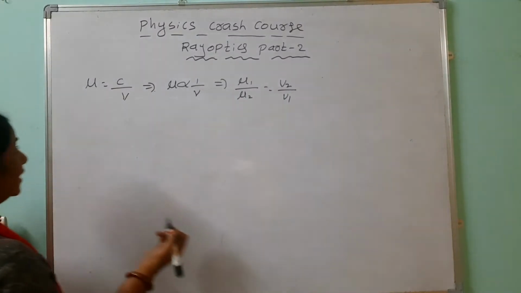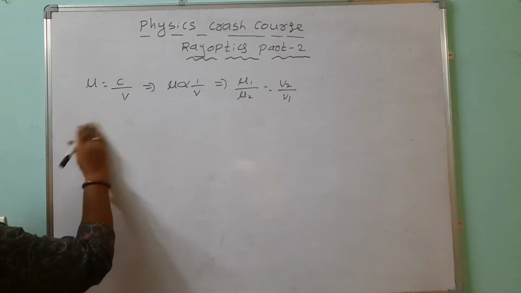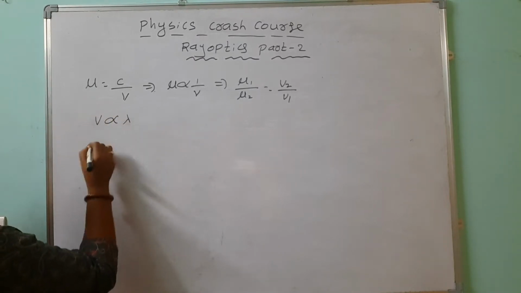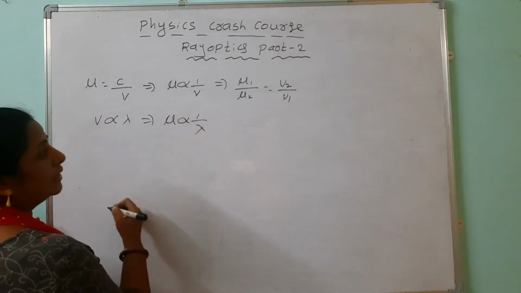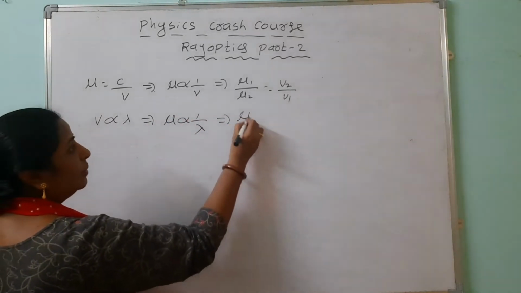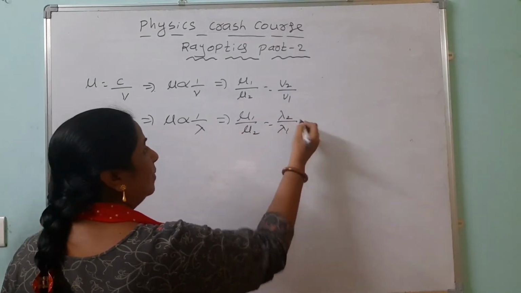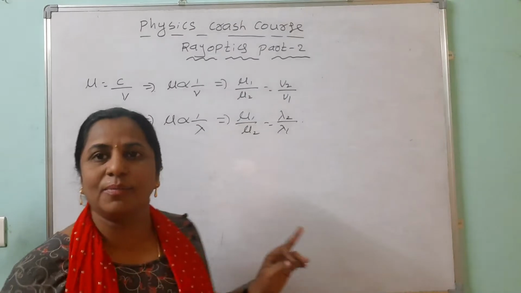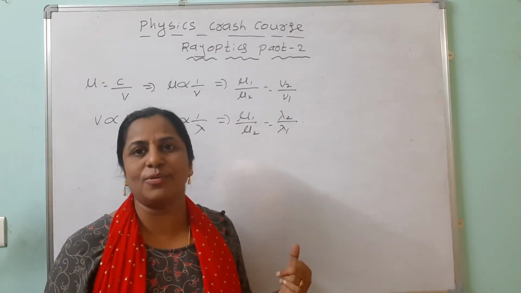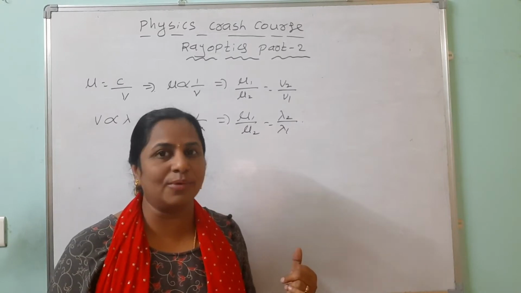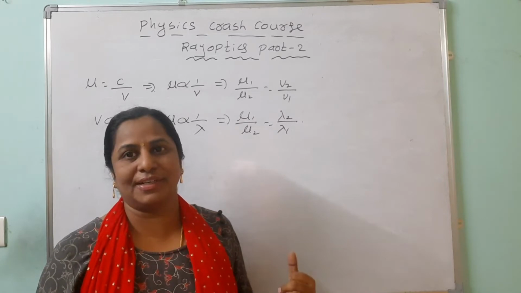Not only this, you can relate velocity, wavelength and refractive index. You know that velocity is directly proportional to lambda. From this, mu is inversely proportional to lambda. So mu1 by mu2 equals lambda 2 by lambda 1. You know that in the rainbow, or generally, colors have different wavelengths. Which color has more wavelength? Red has more wavelength, less refractive index. Why? Both are inversely proportional to each other.